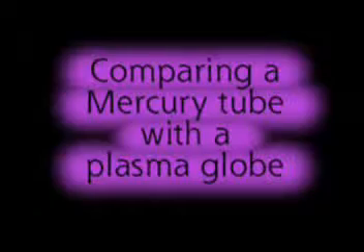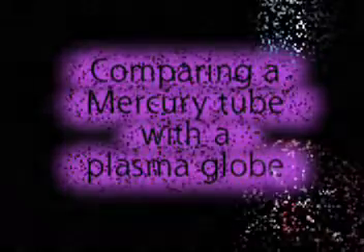Comparing a mercury tube with a plasma globe. Here, a mercury tube is on the top and the plasma globe is on the bottom. Again, generating a plasma globe vertical streamer and using a diffraction grating, we can compare the spectral lines of the mercury tube and the plasma globe.